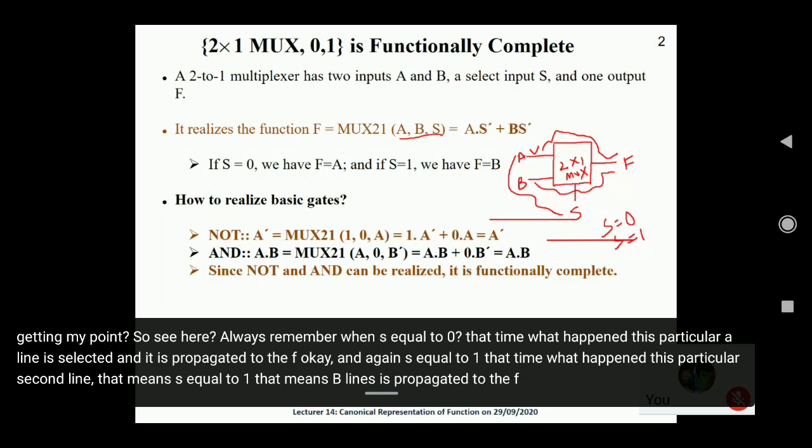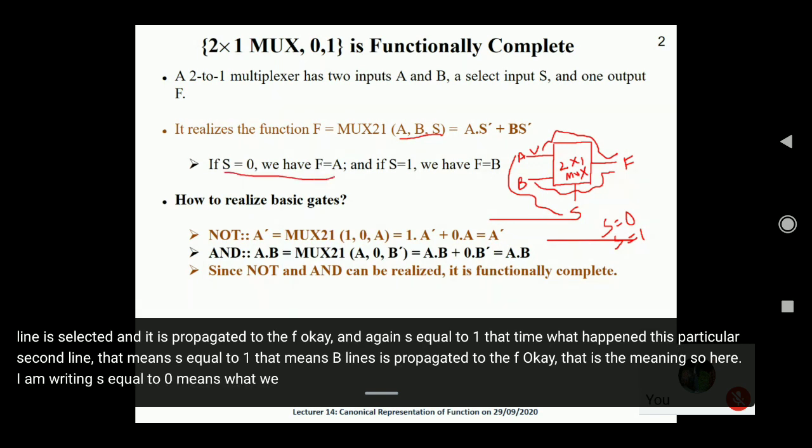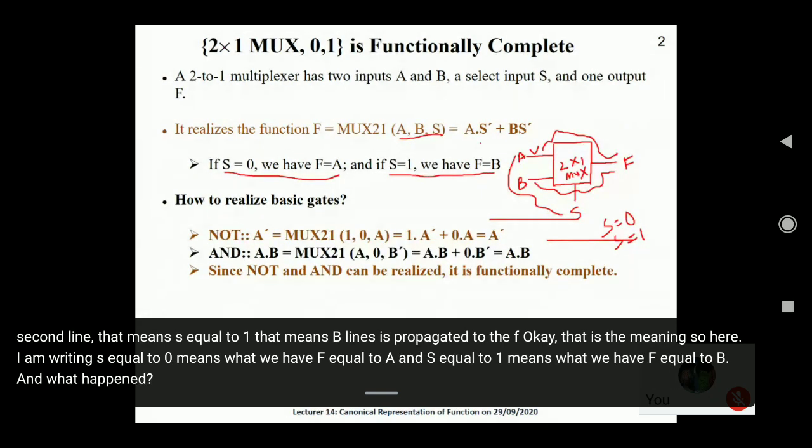Okay, that is the meaning. So here I am writing S equal to 0 means we have F equal to A, and S equal to 1 means we have F equal to B. And what happened? So see here, when S bar means what?